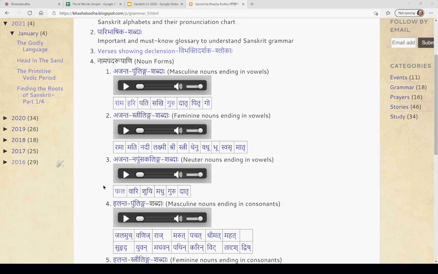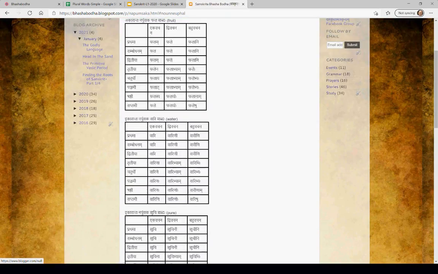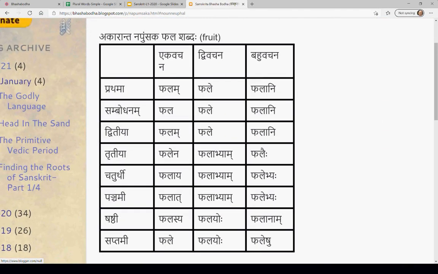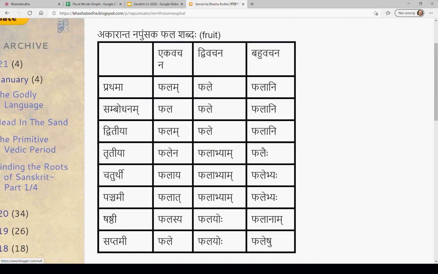The base words are ending in A. If you click on this, Phala, it opens the declension table of that word. If you see here, the Prathama or first declension, Ekavachanam is Phalam. All the neuter words we have studied so far fit this form. Vatayanam, Nakshatram, Netram, Vanam, Jalam, all these fit this pattern. That is what we have studied.